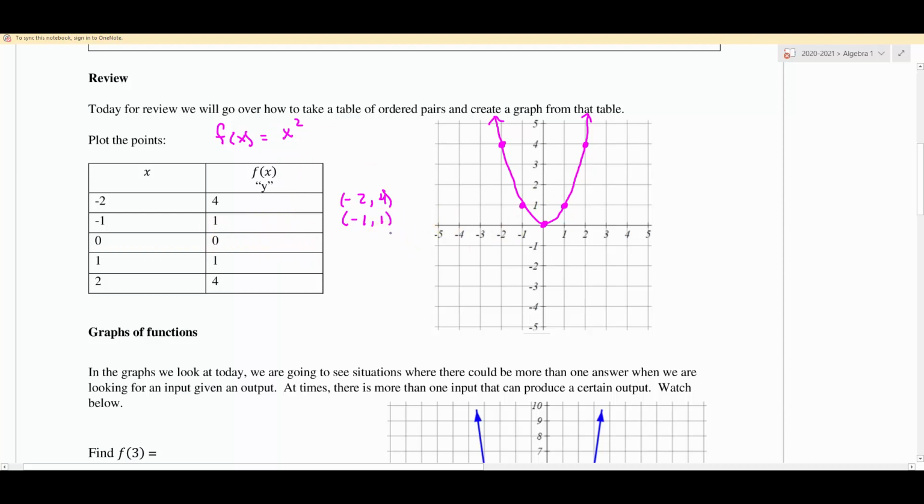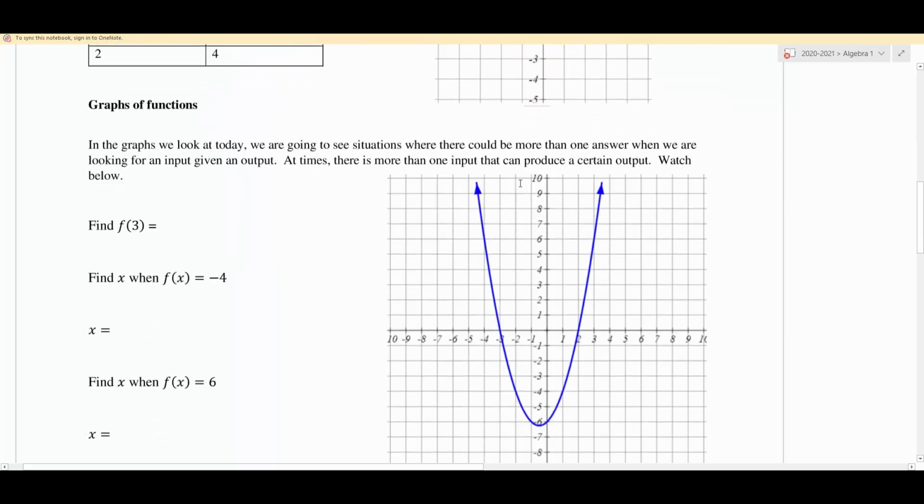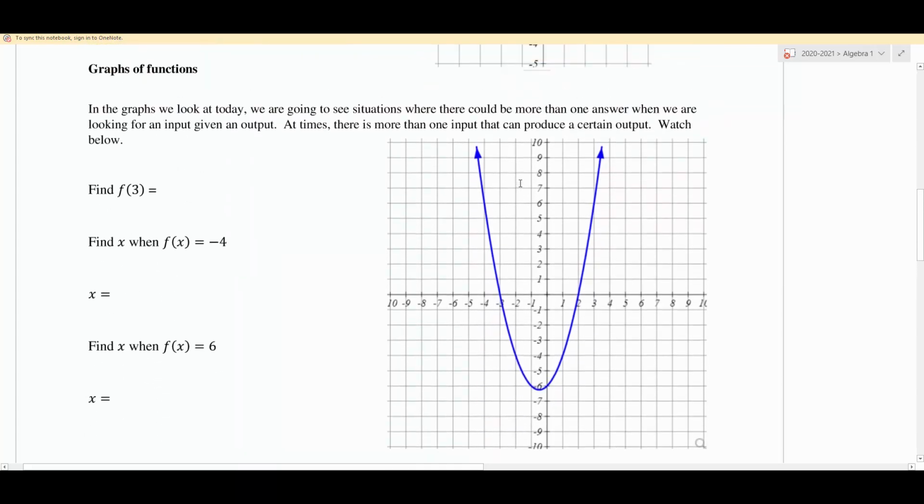All right, so let's take a look. We're actually going to be focusing on graphs that look just like that. We're going to be focusing on graphs that have parabolas today. So we're going to see situations in these types of graphs where there could be more than one answer when we're looking for an input. So recall those situations where I might give you an output and I say, hey, go back and find the input. So we want to go backwards through the function. And it turns out that there are certain situations where you could actually have more than one solution.